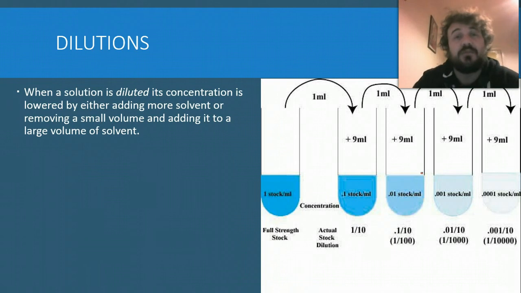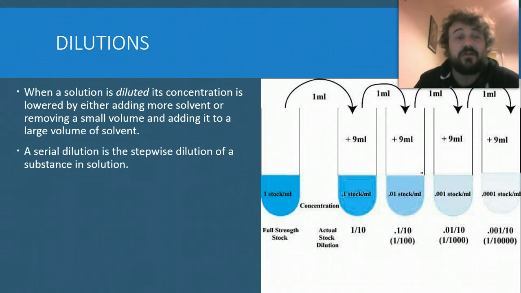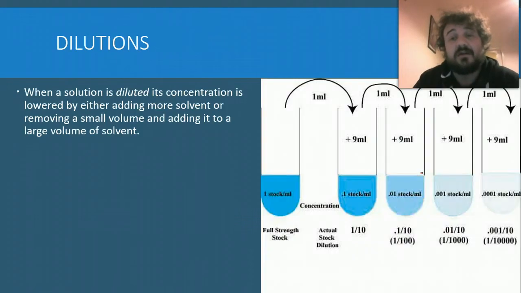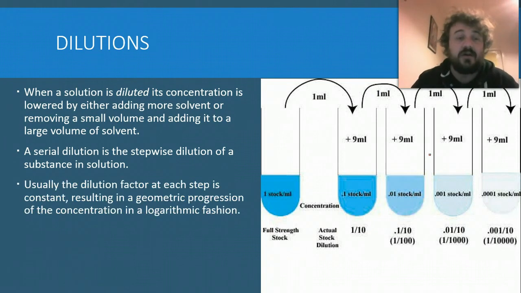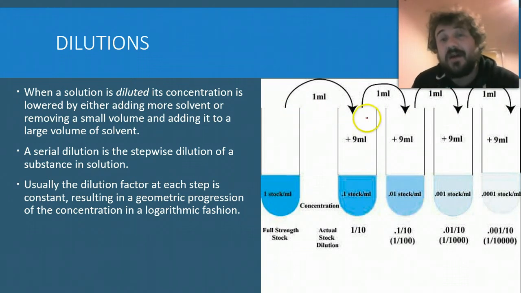Either way, you're adding more solvent to the solute and you dilute it that way, which means there is less solute per unit of volume for the solvent. Now, when we do a serial dilution, which is what we did there, we're doing a stepwise dilution of a substance in solution. So basically, we take a small amount and we put it in here, and then we take the same amount here again and we put it in here, and we take the same amount again and we put it in here, and you top up the volume to the same level.